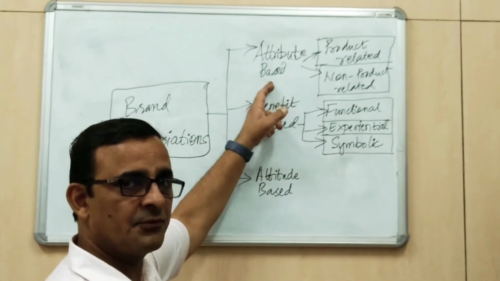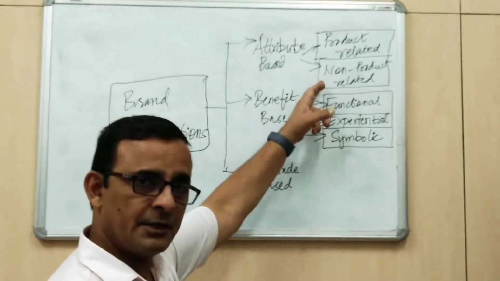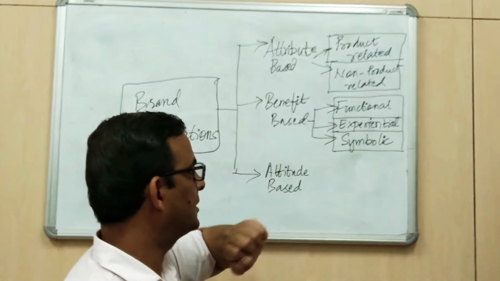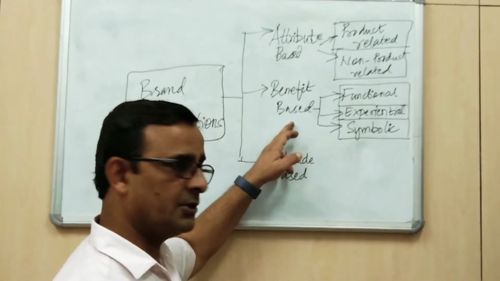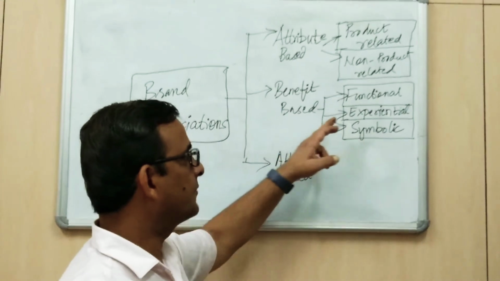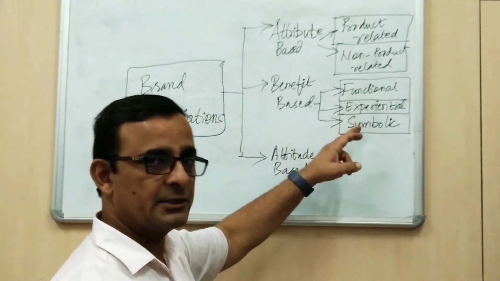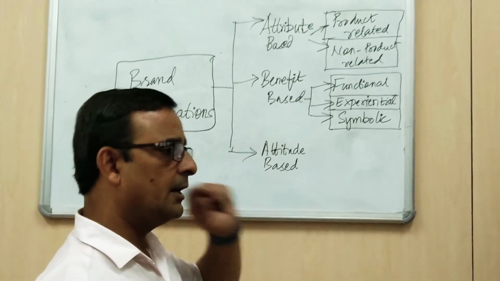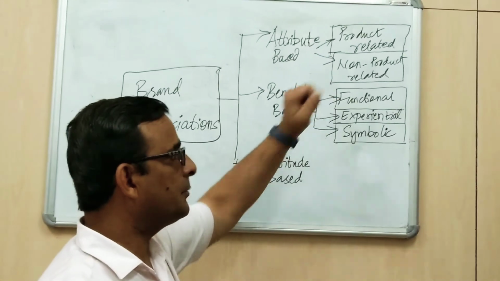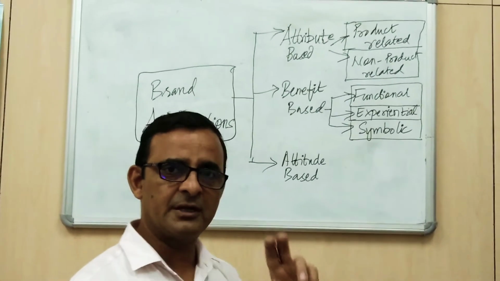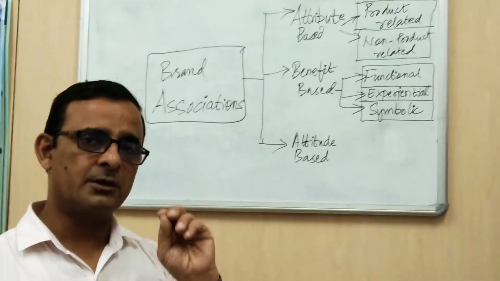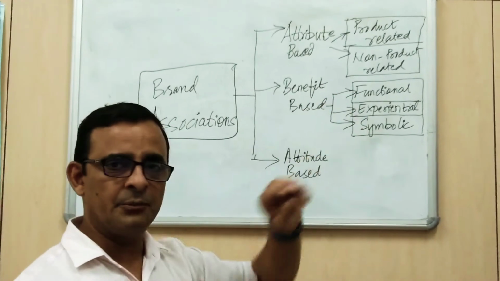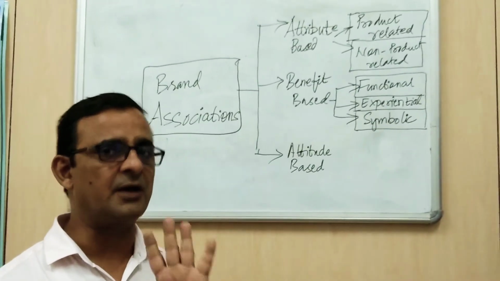Further classifying them, attribute based association can be classified into product attribute related association and non-product attribute based association, whereas benefit based association can be classified as functional, experiential and symbolic. Let me give you some examples. In product attribute based association, you specifically discuss only the ingredients of products. In non-product attribute based association, you primarily talk about 5 factors.